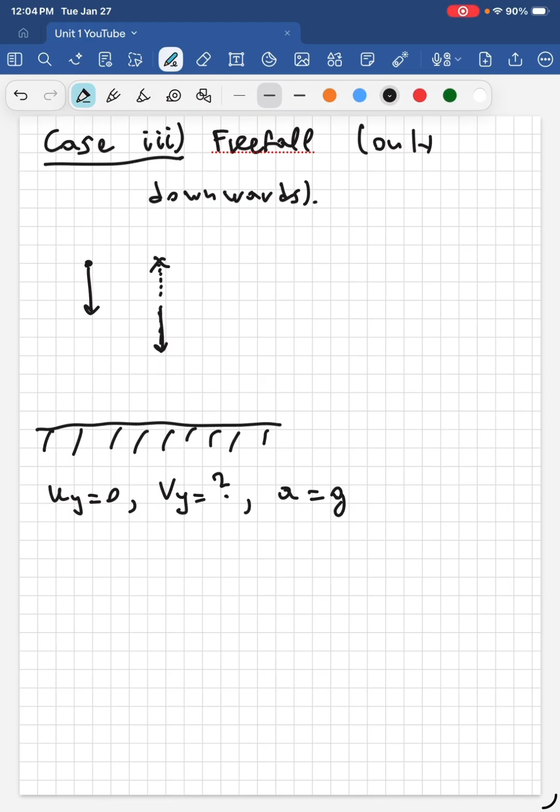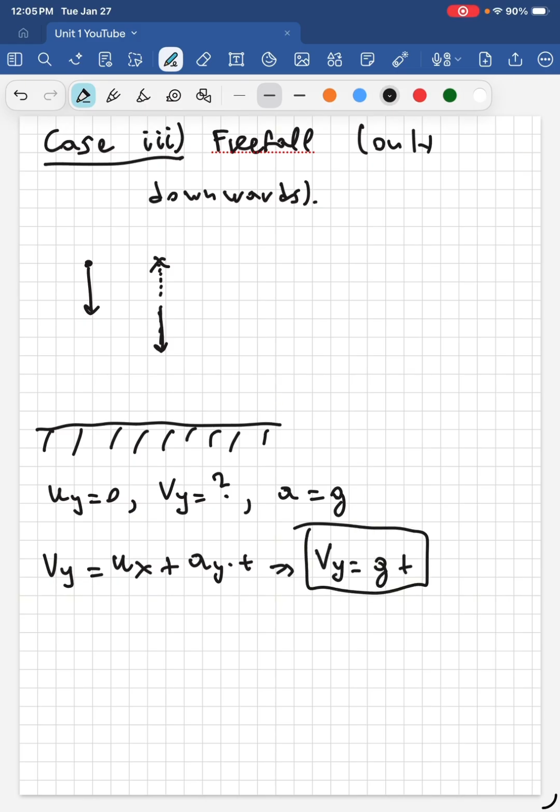So to find the final velocity, you can use vy equals uy plus ay times t. So vy is going to be simply g times t. Okay.